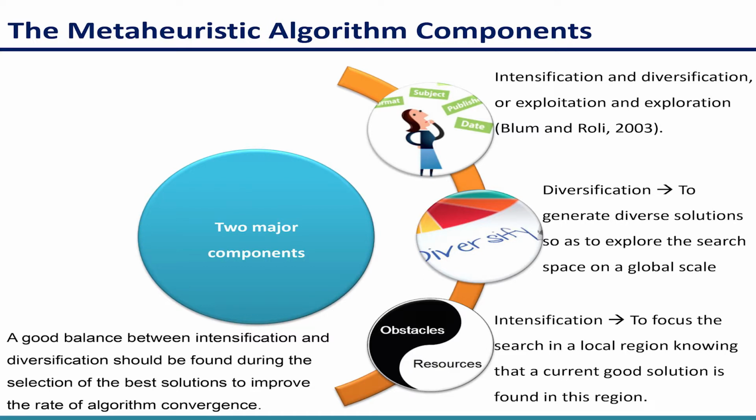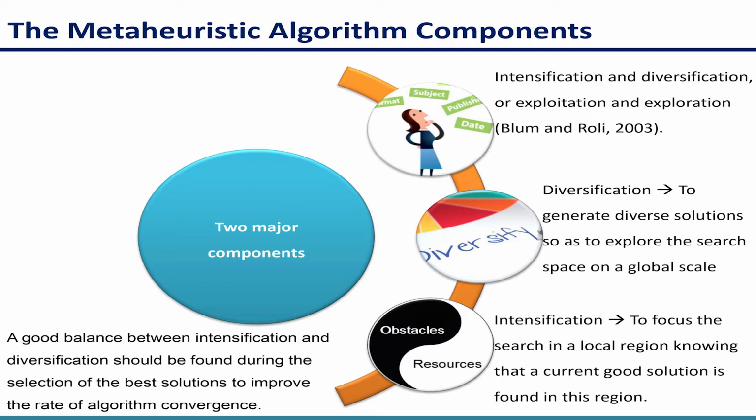A good balance between intensification and diversification should be found during the selection of the best solution to improve the rate of algorithm convergence. So this is about making the balance between diversification and intensification. As we see, the name itself defines them: intense and diverse.